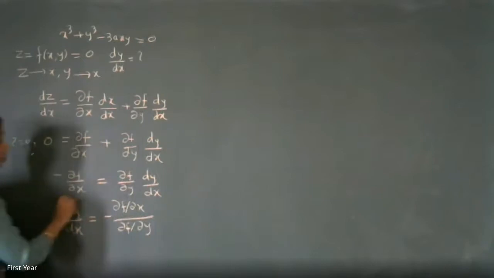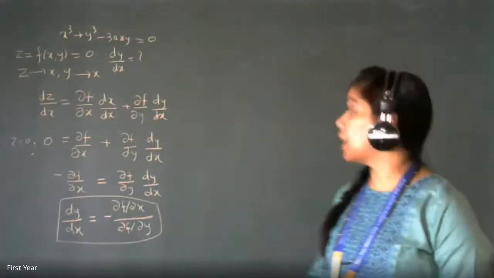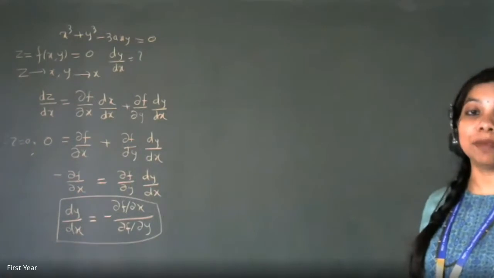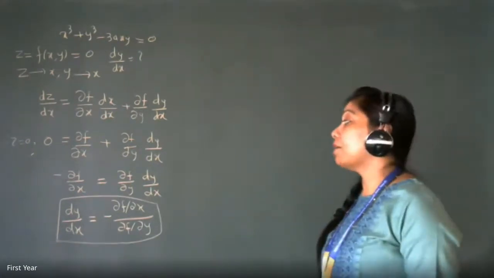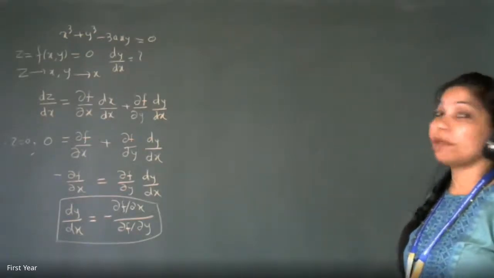And this is the formula which we were talking about. If your function is implicit, then the derivative of y with respect to x. What type of function is it? Implicit. Which variables are related? x and y are related. So then dy by dx is equal to minus del f by del x upon del f by del y.